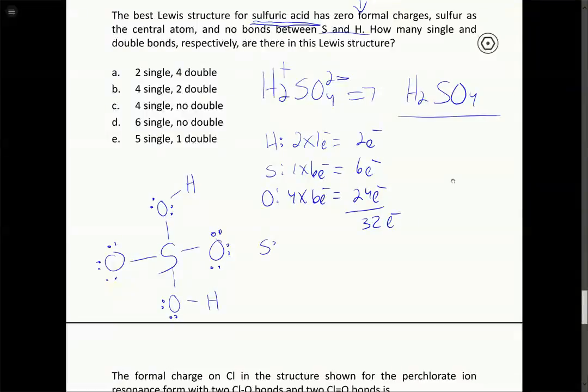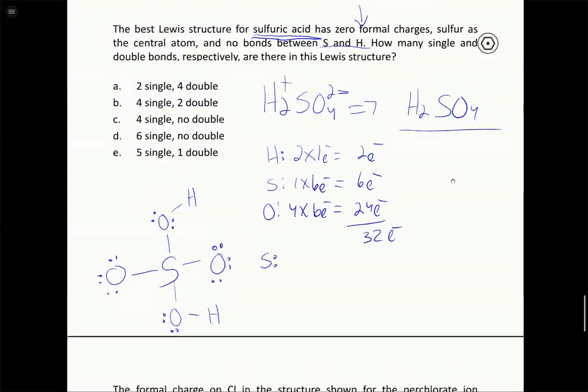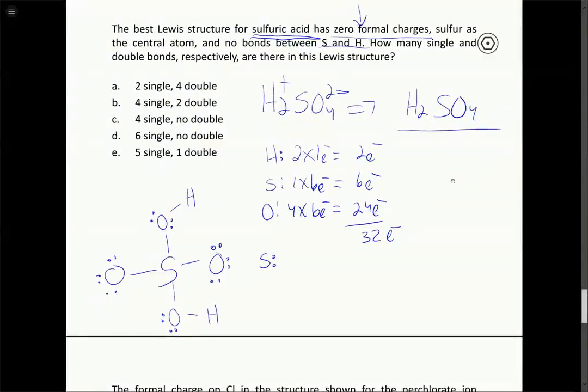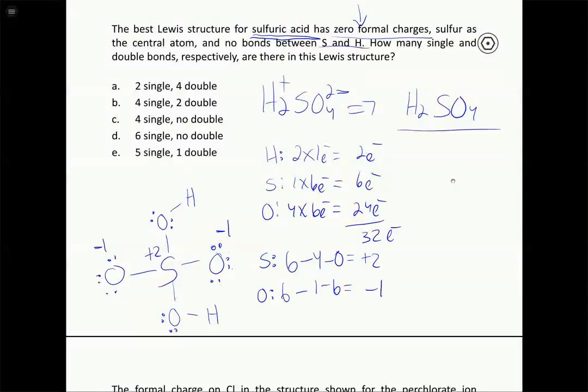So the sulfur at the center right now has a complete octet, it has 8 electrons around it, so it doesn't need more. But we also are told in the problem that this structure should have 0 formal charges, and if we calculate formal charge at this point for sulfur, sulfur has 6 valence electrons, it has 4 bonds, and then it has no lone pairs. So right now sulfur has a +2 formal charge, and each of the oxygens has 6 valence electrons as a neutral atom, 1 bond, and 1, 2, 3, 4, 5, 6 non-bonding electrons, -1. So right now we have a -1 formal charge on an oxygen and a +2 on sulfur, and we're trying to find a Lewis structure that doesn't have any formal charges at all.